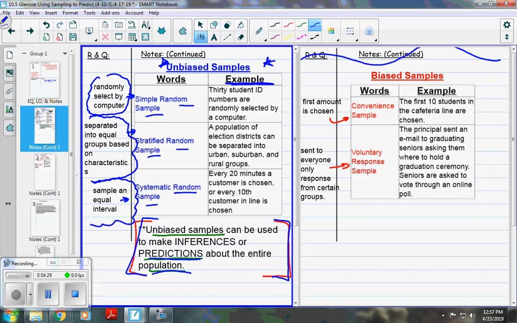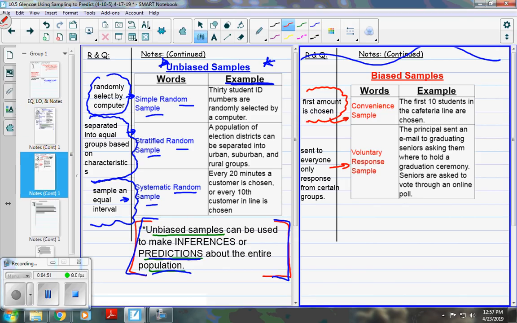Okay, moving on, we have our biased sampling technique. The key to biased samples is they sometimes seem like a good science experiment, but they're not. They can look really good on paper and how you set them up, but they're really not good at all. So this first one is called a convenience sample, and we call it that because it's just the easiest way to do something. So you're just like, I have to survey, I'm going to ask 10 people in the very front of the line.